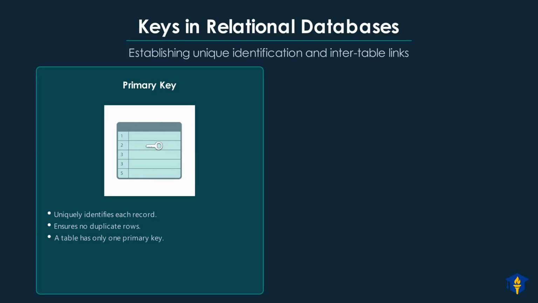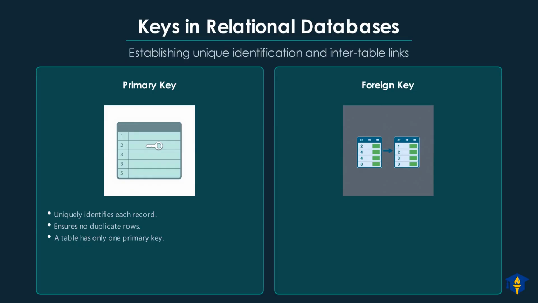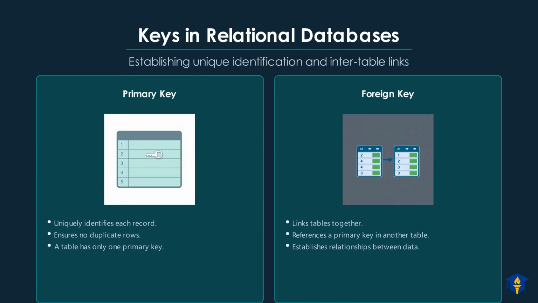Remember, a table is designed to have only one primary key, making it the singular identifier for records. Now, let us consider the foreign key, which plays a critical role in connecting different tables. A foreign key is essentially used to link tables together, establishing connections across your database. It achieves this by referencing a primary key in another table, creating a bridge between them. Ultimately, foreign keys are essential for establishing meaningful relationships between different sets of data in your database.